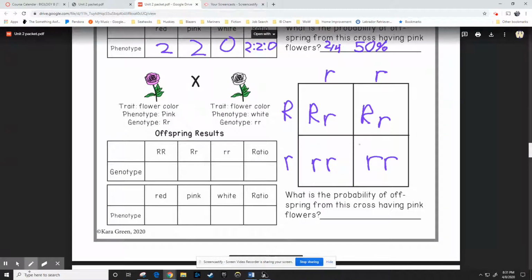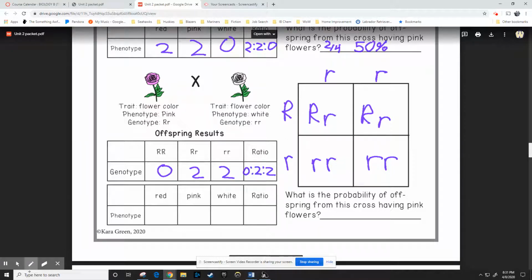All right, so what do our offspring have? Well, we have 2 that are heterozygous, capital R, lowercase r. We have 2 that are homozygous recessive, lowercase r. We have 0 that are homozygous dominant because the white flower didn't have any capital R's to give for this offspring. So our ratio is 0 to 2 to 2.